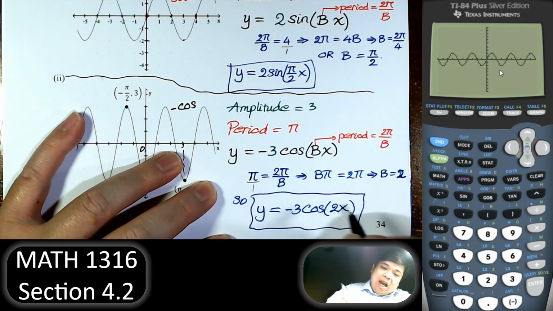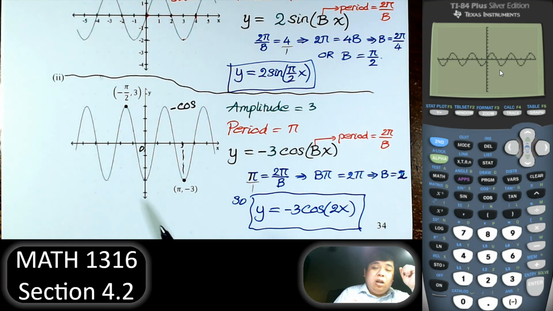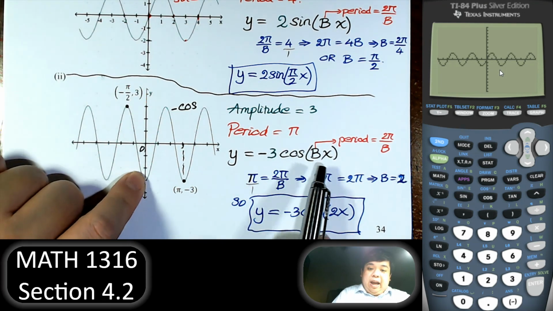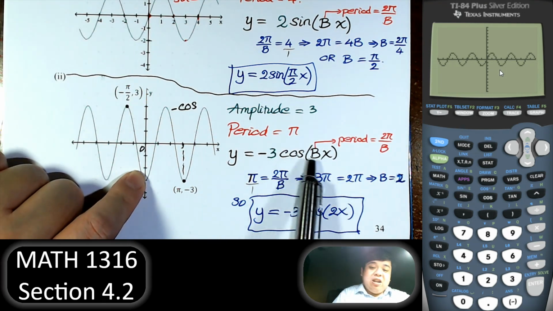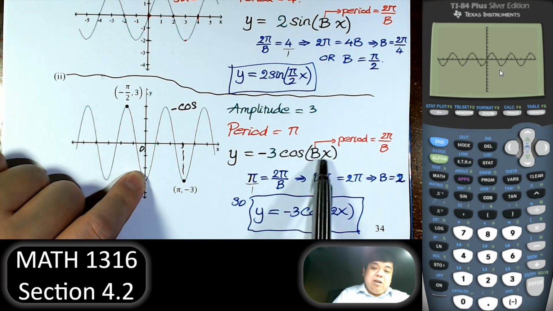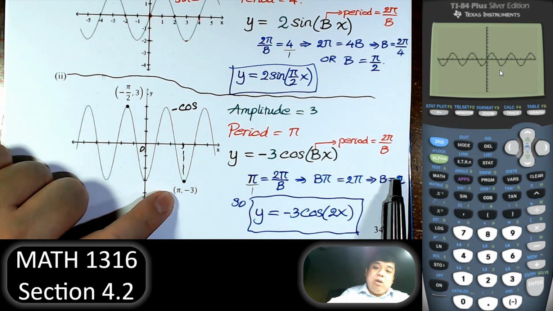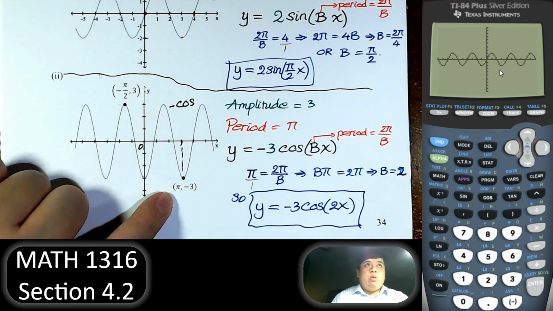So the amplitude is easy to determine. The pattern starts from the minimum, so it has to be negative cosine. And we just need to determine the period. The period in this case is pi. And normally when you take this form cosine bx, the period is going to be 2 pi divided by b. We just need to solve for b. Once we know b, put it back into the answer, and that's what we have.